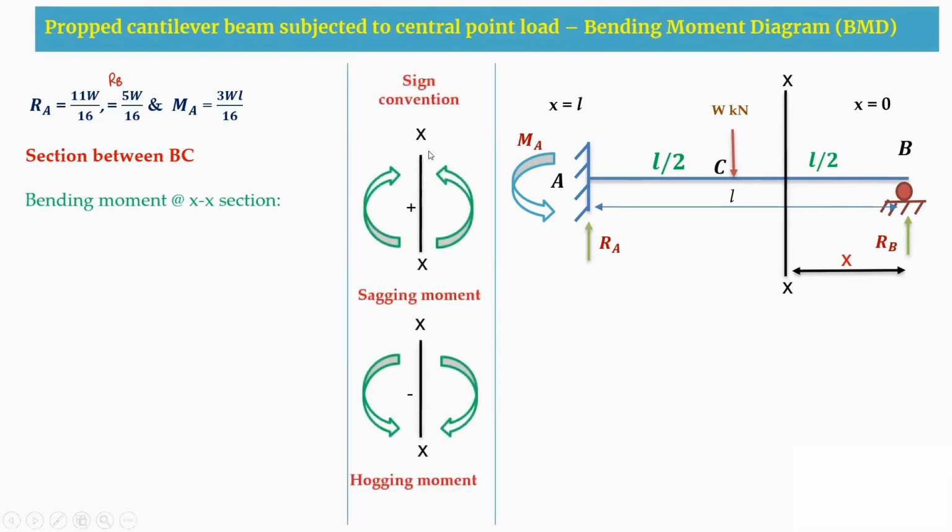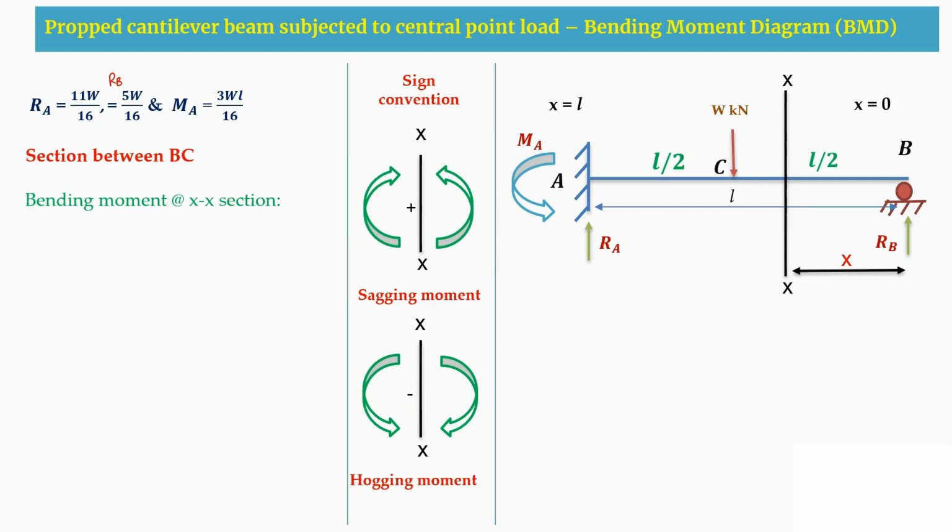Now coming to the sign convention. When we cut a section at any point on the beam, one direction can be clockwise and another direction can be anti-clockwise. But when the arrow is heading towards upwards, we consider the sign convention to be positive. And this positive moment can also be called a sagging moment.